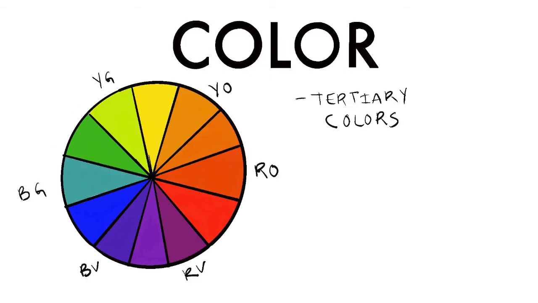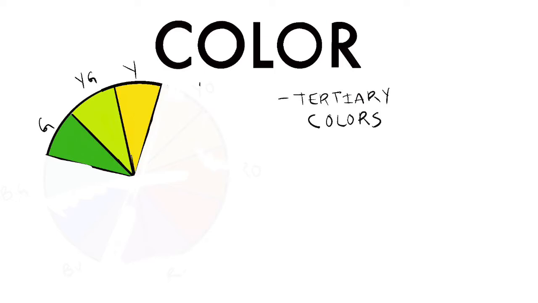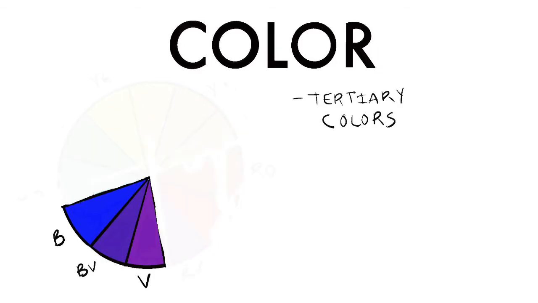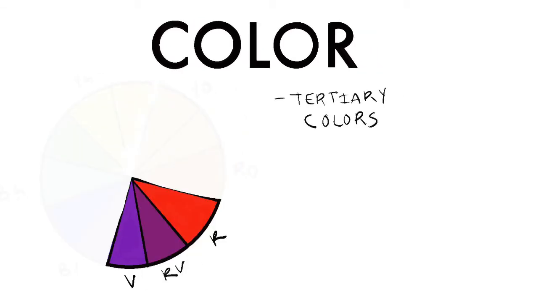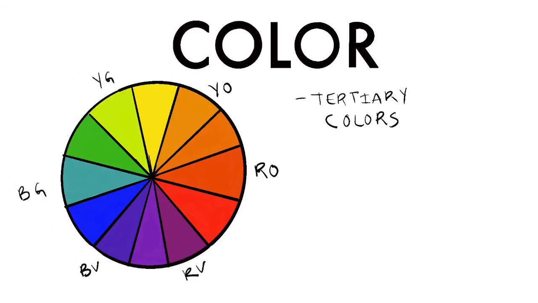Last are the tertiary colors. These are created by combining a primary color and a secondary color. So, yellow and orange equals yellow-orange, yellow and green equals yellow-green, blue and green equals blue-green, blue and violet equals blue-violet, violet and red equals red-violet, and orange and red equals red-orange. Notice the name of the primary color always comes first.